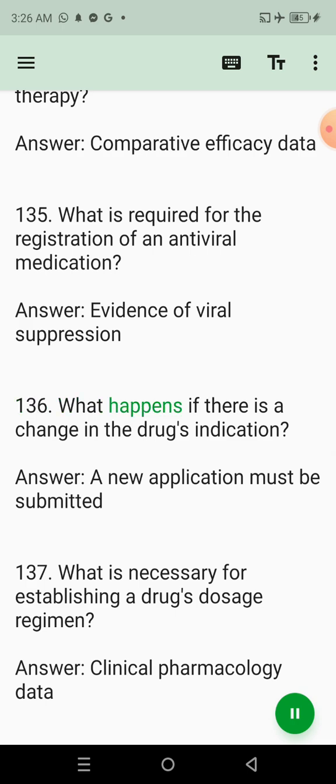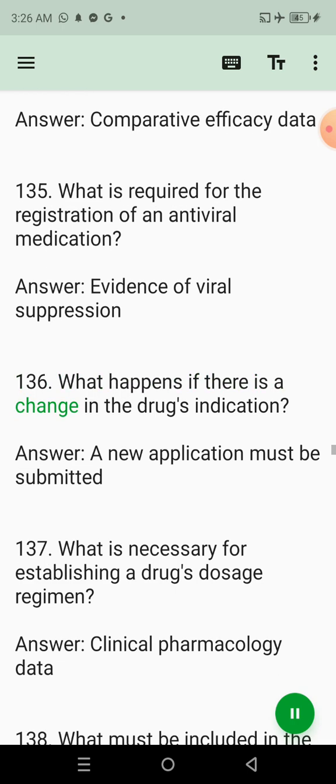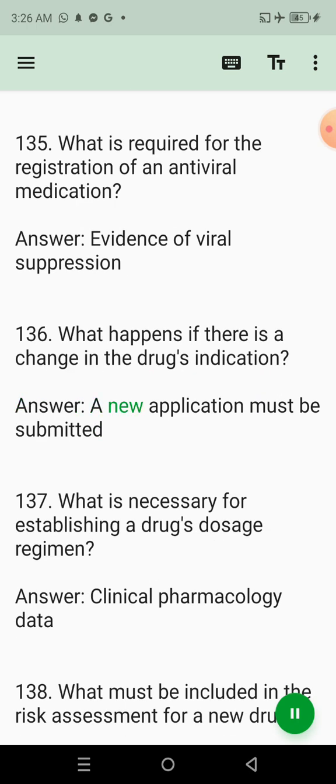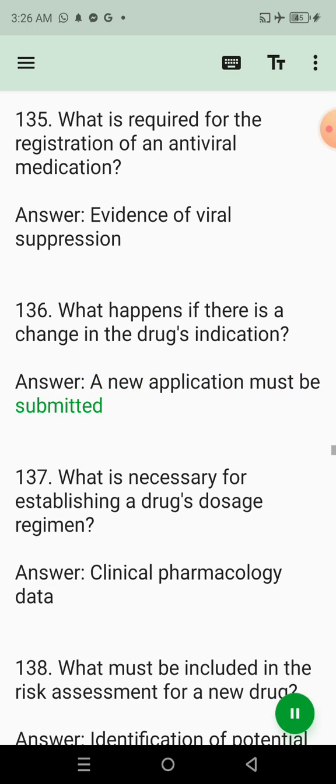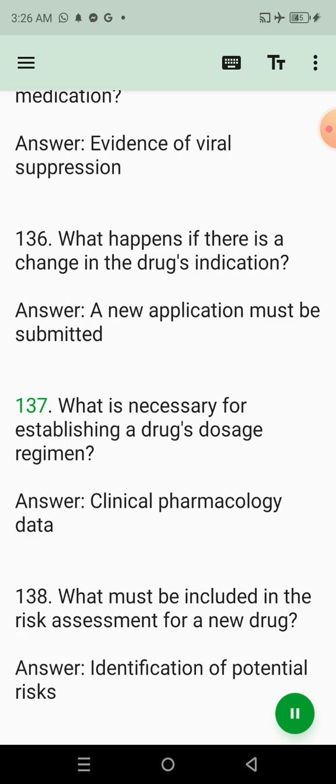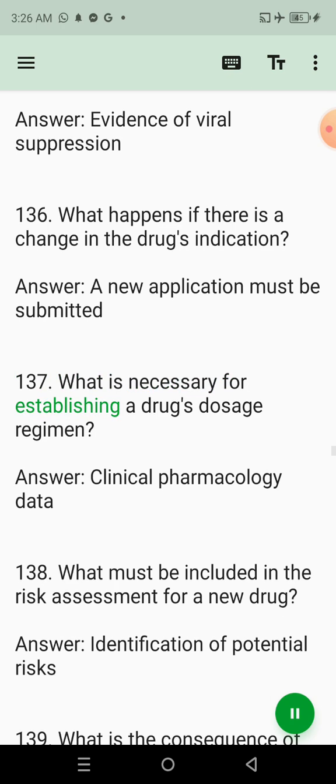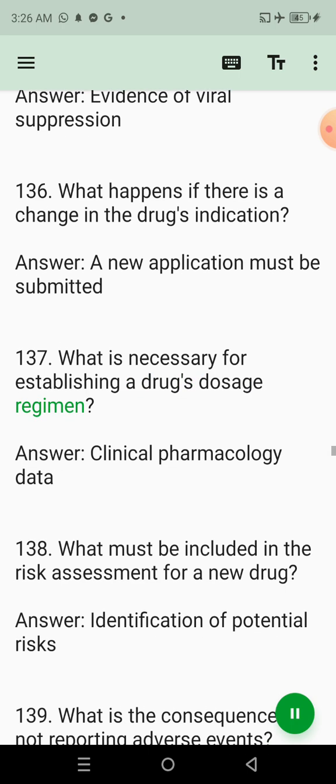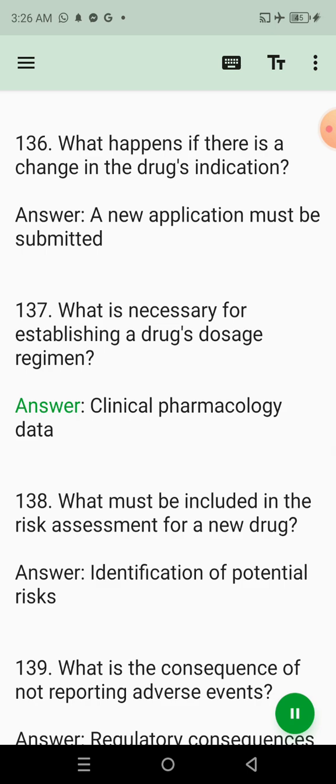136. What happens if there is a change in the drug's indication? Answer. A new application must be submitted. 137. What is necessary for establishing a drug's dosage regimen? Answer. Clinical pharmacology data.